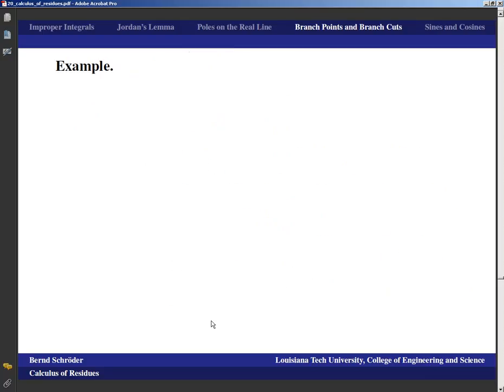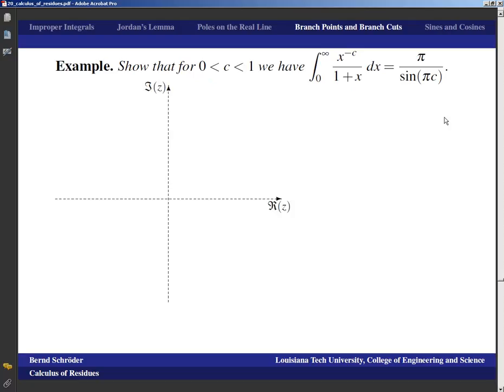Okay, well, it always seemed so far as if we just flip around the singularity or the branch point. It turns out when we're dealing with root functions, and that's what we're doing in this example where we want to talk about 0 strictly smaller c strictly smaller than 1, and we want to show that the integral from 0 to infinity x to the minus c over 1 plus x dx is sine pi over sine pi c. If we want to show that, we actually have to do the following.